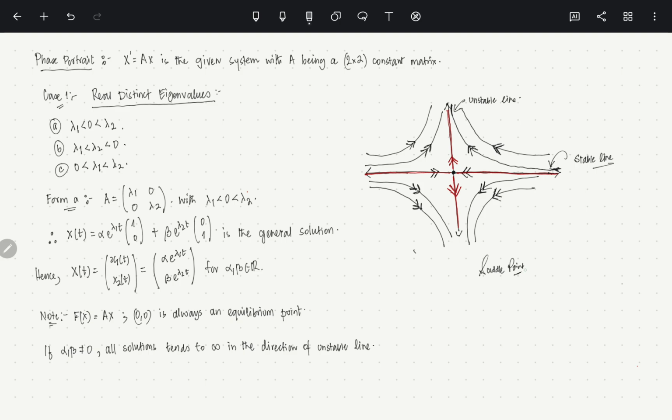Is it okay? It's called a, so let's write it down. This is called a saddle phase portrait.